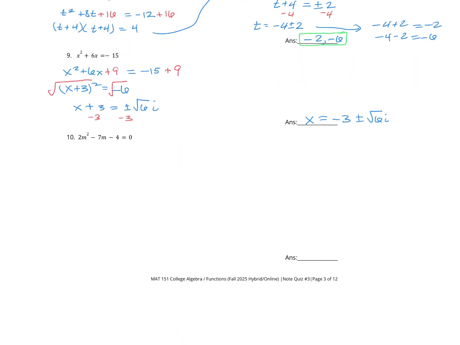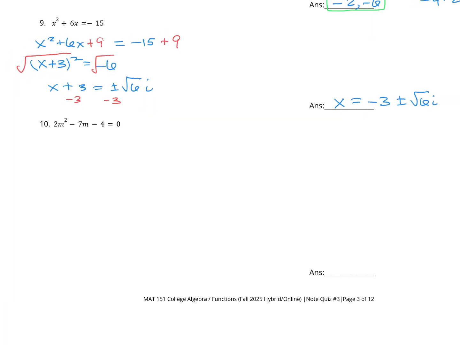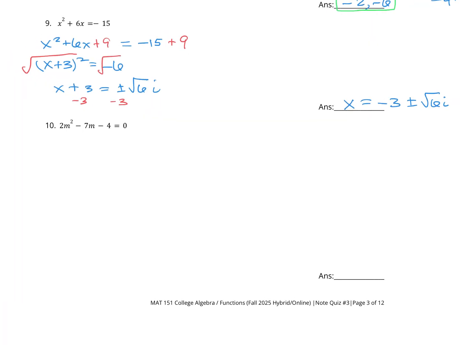All right, moving on to the next problem, you will notice that I'm not leading off with a 1 this time. I have a 2 in front of the square. And we need to move that 2 out of there so we can complete the square. Right now, it won't factor nicely as a square, so we have to get it out of there. So we're going to divide the entire equation by that 2. That's going to take us to positive m squared minus 7 halves m minus 2 equals 0.